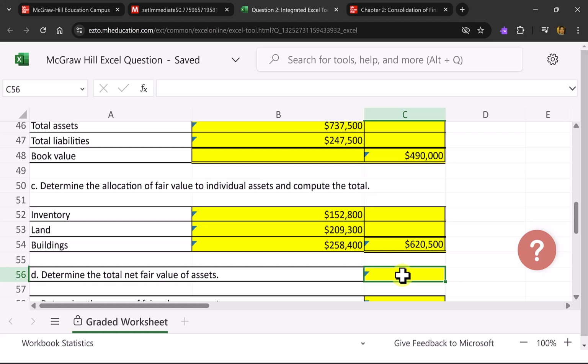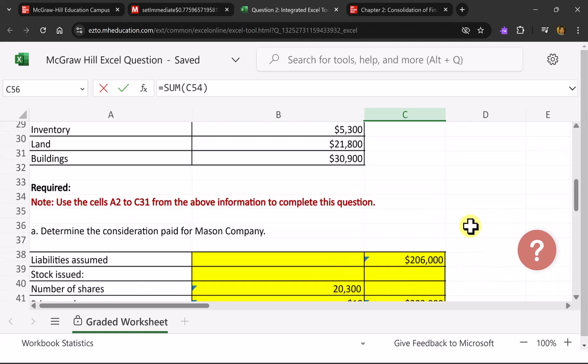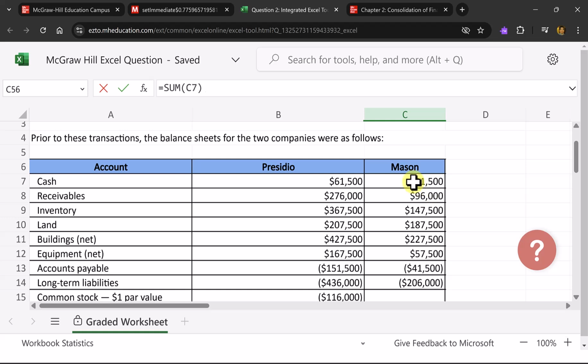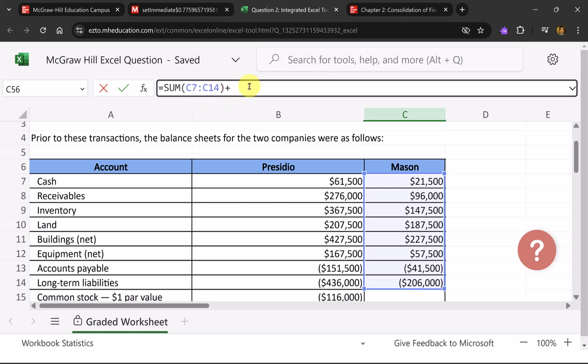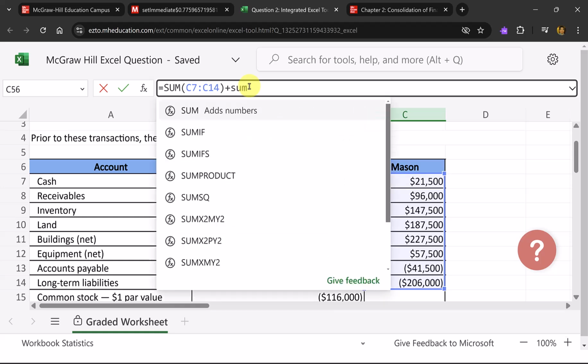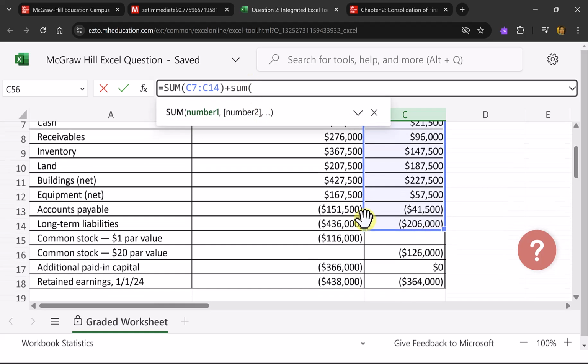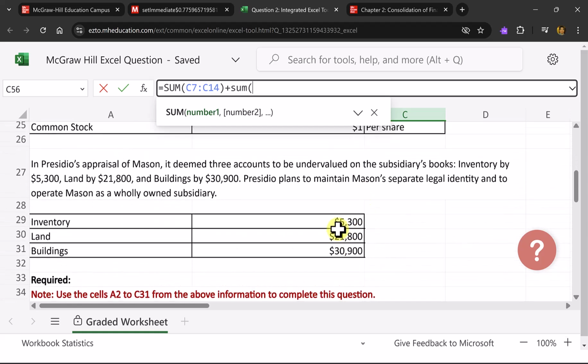Okay, so Alt equal, I want the net book value of Mason. That's all of the assets, all these assets here, and minusing out the liabilities, which is already showing up as a negative. Okay, so that's this formula right here. And to this, I want to add the increase in fair value for those three assets. So I'm going to add plus, let's do another sum here. I'm going to add those three numbers for the increasing values. Let's see, right here.